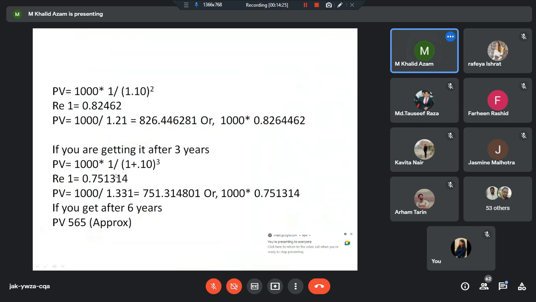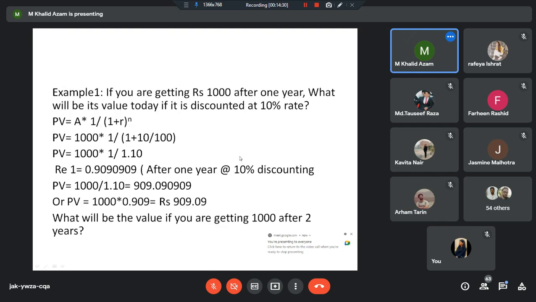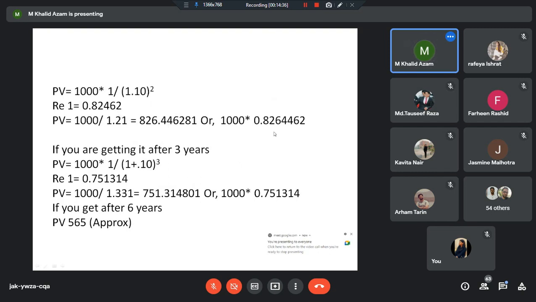See here, now 1000 after 1 year, 909. 1000 after 2 years, value is 826. After 3 years, it is further reduced. That will be, see here, 751. So you received after 2 years 826. You have received after 3 years, this is further reduced, 751. If you get after 6 years, its value will be 565.